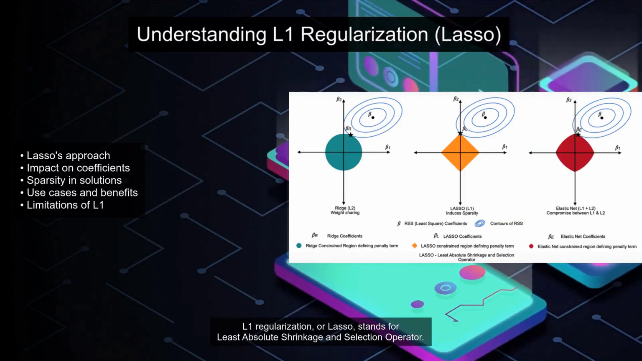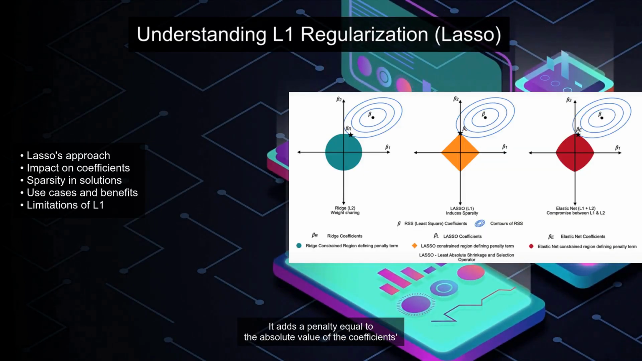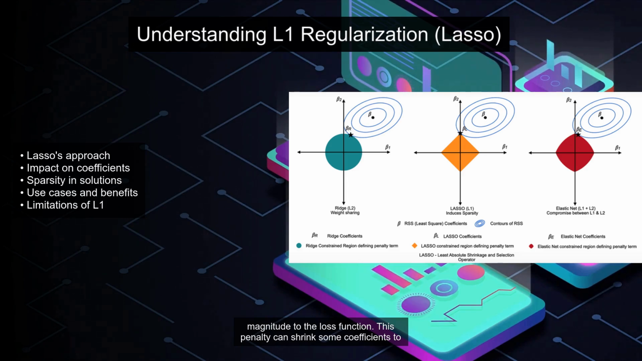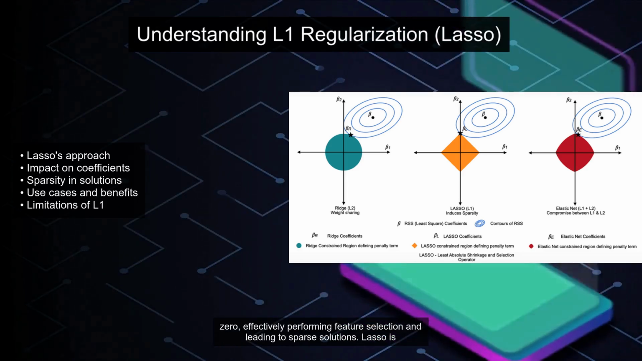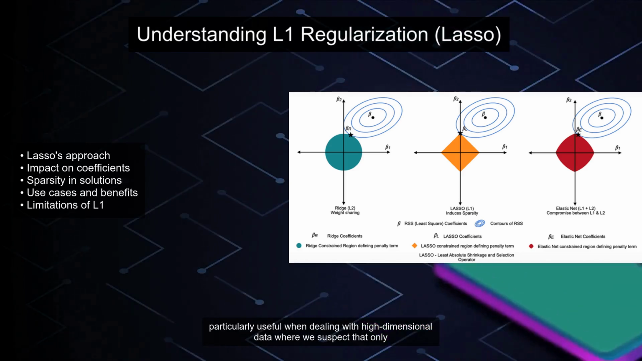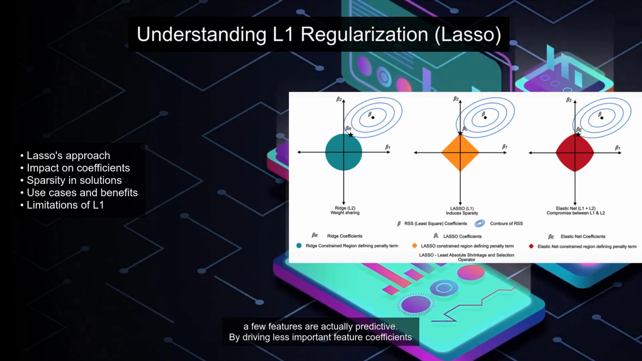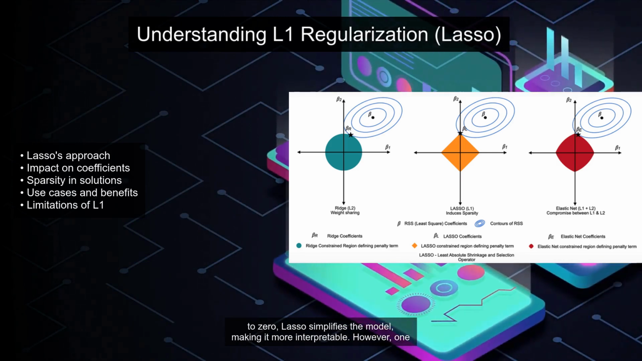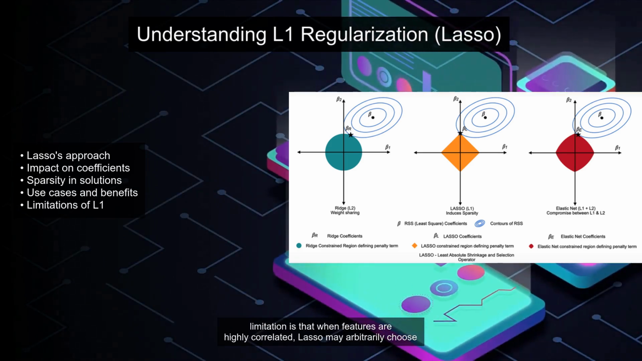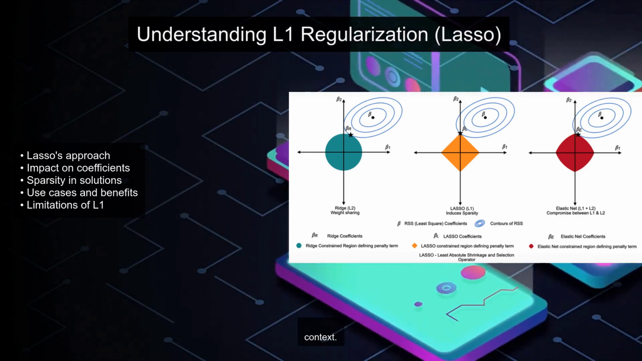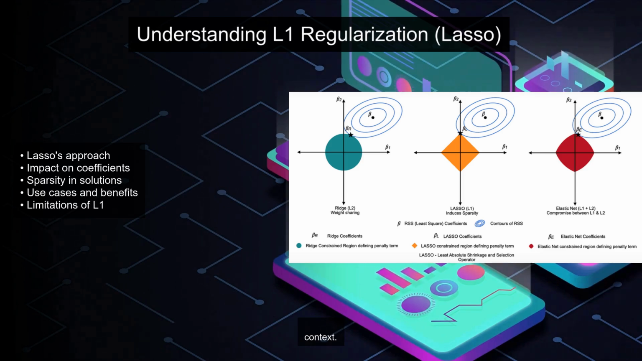L1 regularization, or Lasso, stands for least absolute shrinkage and selection operator. It adds a penalty equal to the absolute value of the coefficient's magnitude to the loss function. This penalty can shrink some coefficients to zero, effectively performing feature selection and leading to sparse solutions. Lasso is particularly useful when dealing with high-dimensional data where we suspect that only a few features are actually predictive. By driving less important feature coefficients to zero, Lasso simplifies the model, making it more interpretable. However, one limitation is that when features are highly correlated, Lasso may arbitrarily choose one and ignore others, which might not be ideal depending on the context.